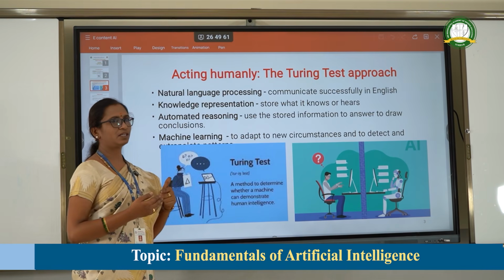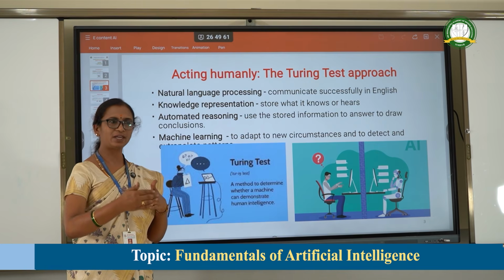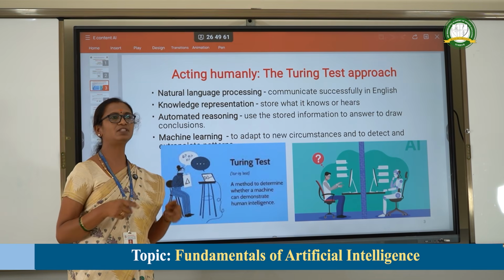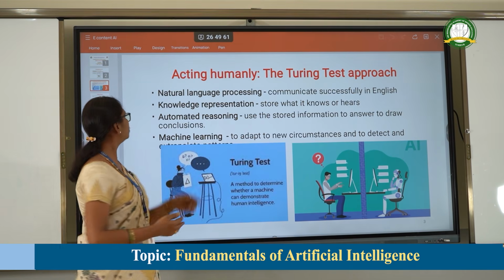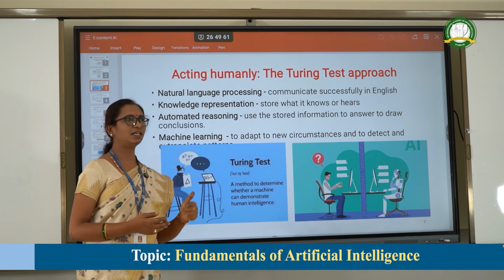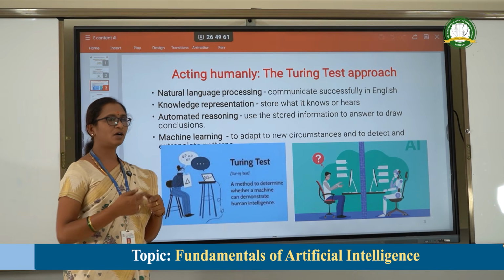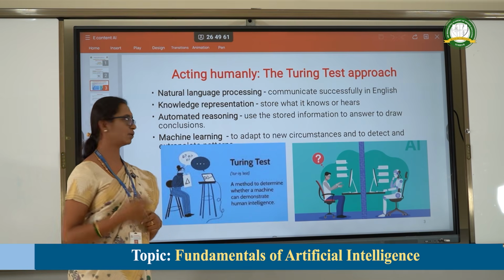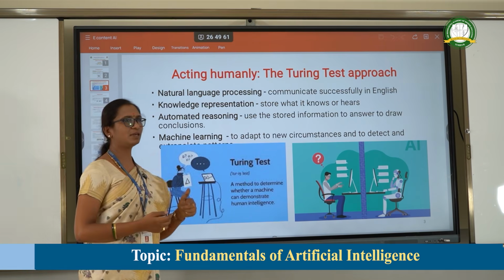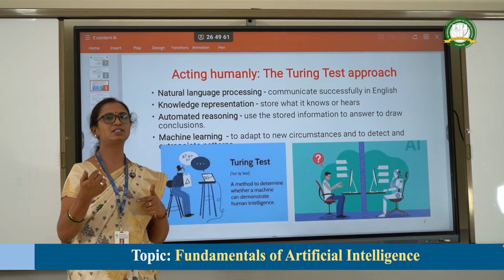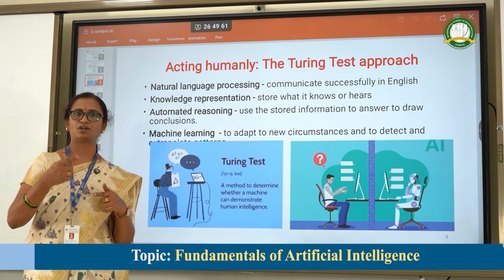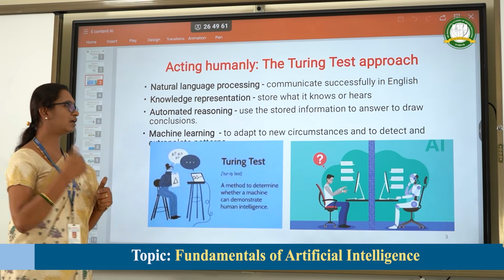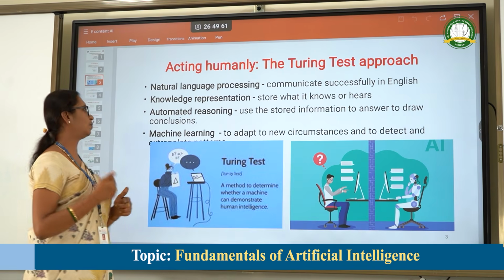Then knowledge representation. In order to answer the queries put forth by that individual, it should have the knowledge about whatever that individual is asking. So that is knowledge representation, basically to store the information and also to hear whatever the other person is putting forth as queries. Then automated reasoning, because there is no one to tell the system how it needs to answer. Autonomously it should decide by looking into the questions and then answer the individual's query.